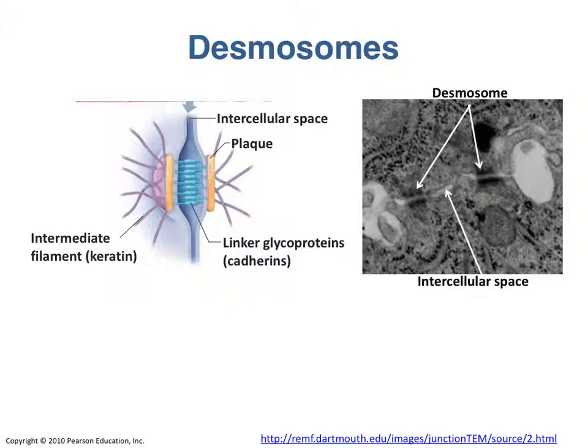Desmosomes are also called anchoring junctions. They hold cells together like really strong Velcro, or like rivets. Proteins from one cell stick to proteins on the surface of neighboring cells.